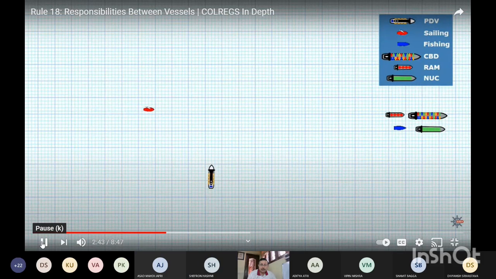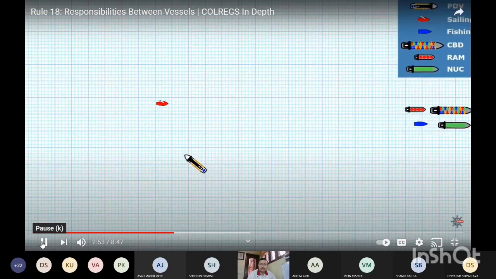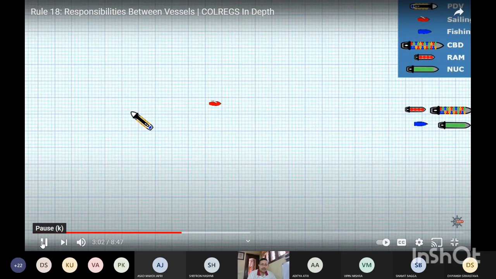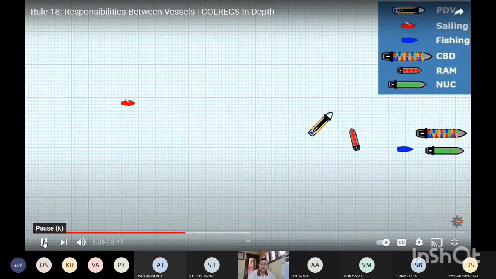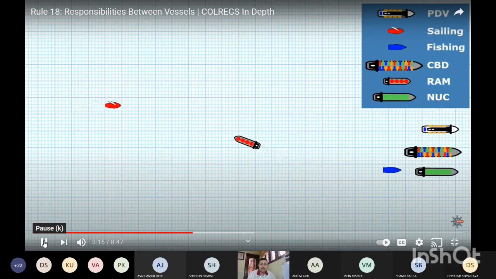Rule 18 will apply, which says a power-driven vessel underway has to keep out of the way of, among other things, a sailing vessel. So all that's going to happen is it's going to alter around to port and pass clear astern of the sailing vessel. Rule 18 doesn't say what action you have to take, it just says that you need to keep out of the way of. So coming around to port in this situation is absolutely fine.